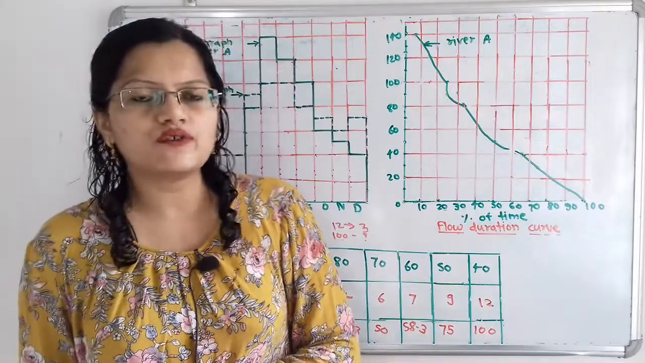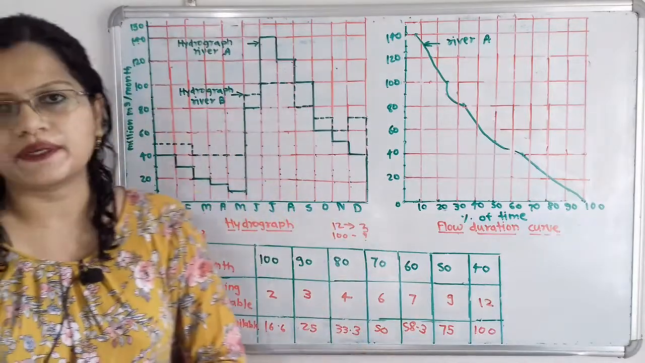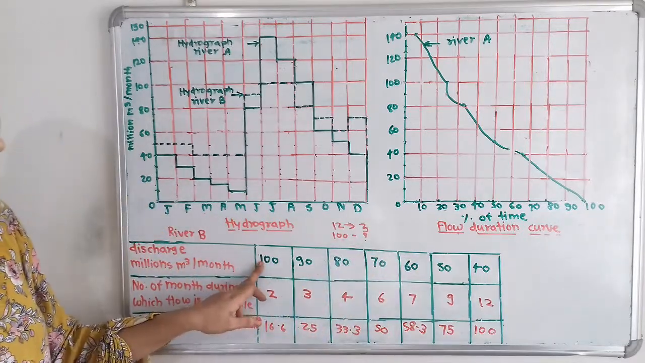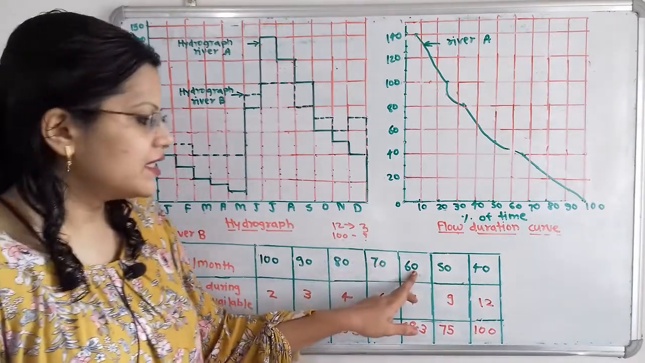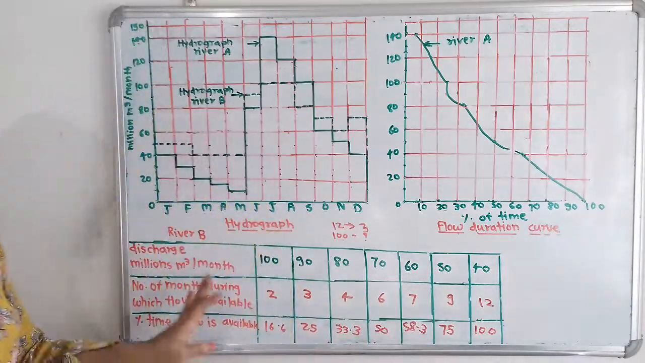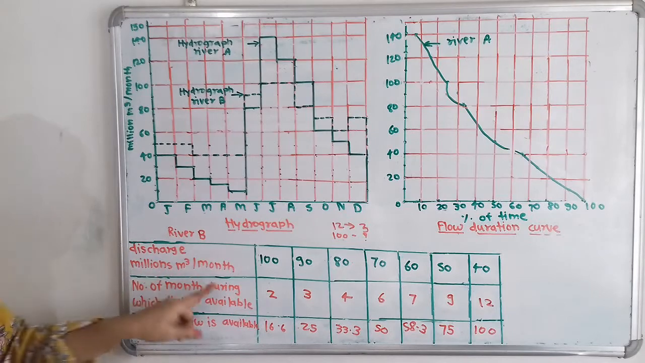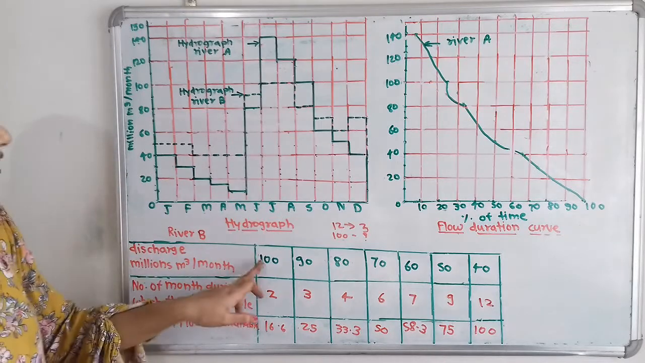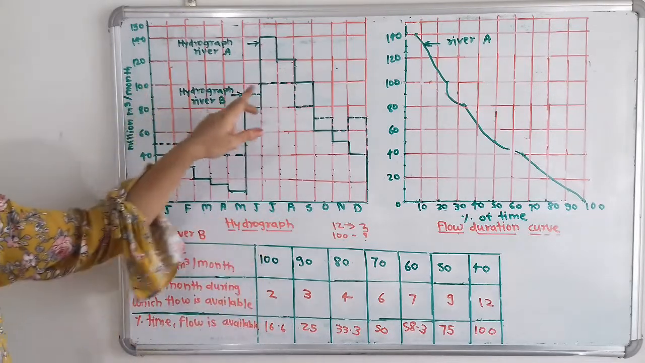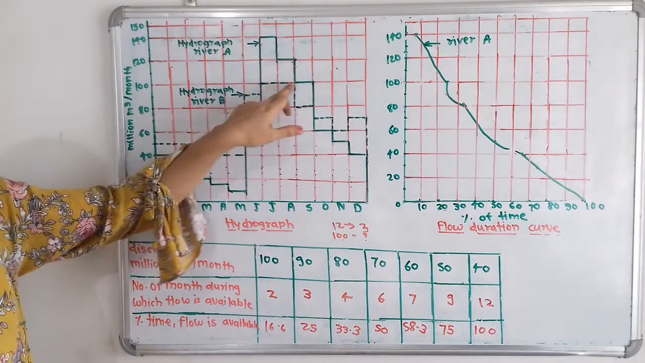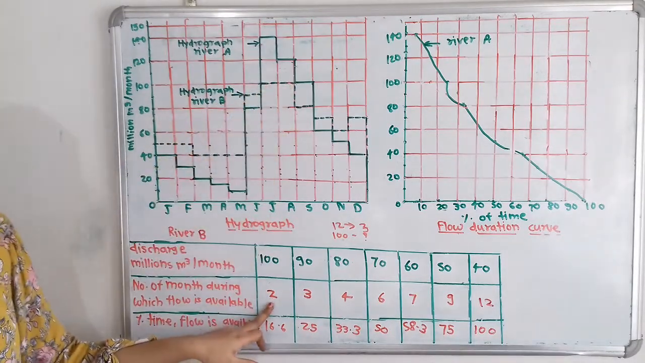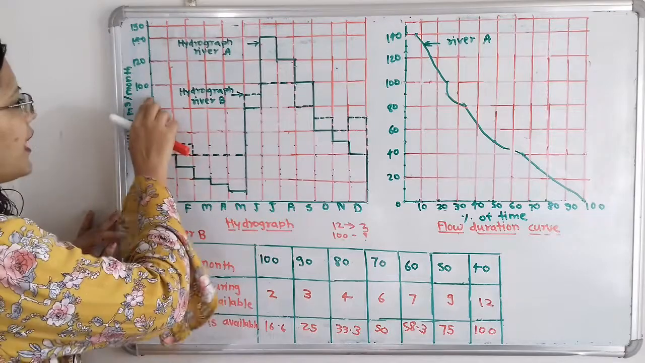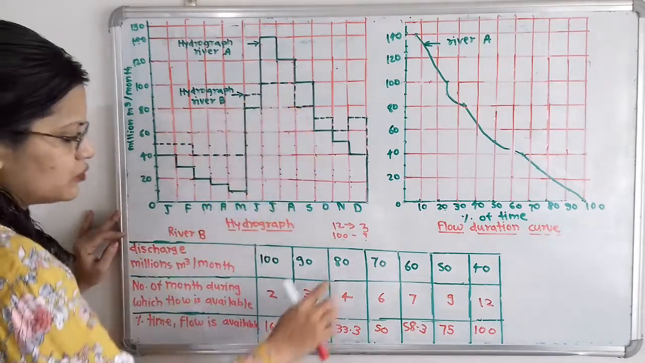In the same way, we have to plot the flow duration curve for the river B. So for that we will rearrange the discharge in descending order. So the highest is 100, then we have to plot 90, 80, 70, 60, 50 and 40. Now in the second row we have to take the number of months during which flow is available. So for that we have to refer to this hydrograph. If we observe for this 100 discharge, how many months is it available? So if we observe these dashed lines, then a period of 2 months it is available. Then for 90, it is available for 1, 2, 3. So 3 months are available.